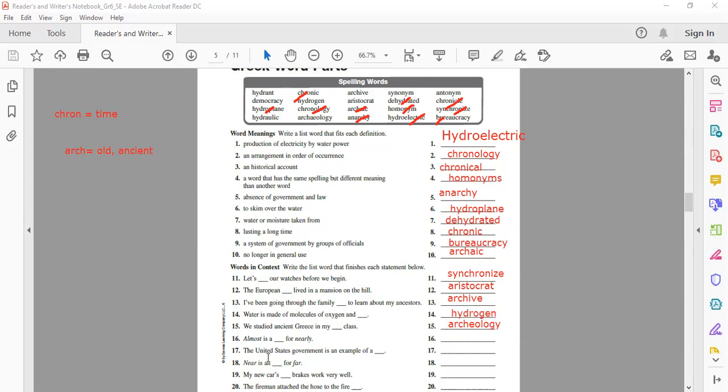And then we have number 16. Almost is a synonym for nearly. We have two words, almost and nearly. Synonym. Yes, synonym. Very good. So they are synonyms for each other.